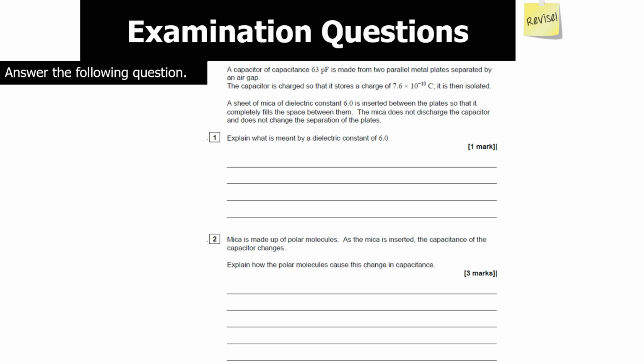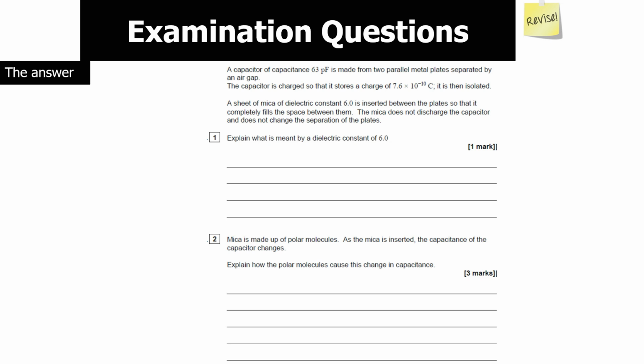Firstly, explain what is meant by a dielectric constant of 6. Secondly, mica is made up of polar molecules. As the mica is inserted, the capacitance of the capacitor changes. Explain how the polar molecules cause this change in capacitance. So pause the video now, then unpause the video when you want to go through your answer.